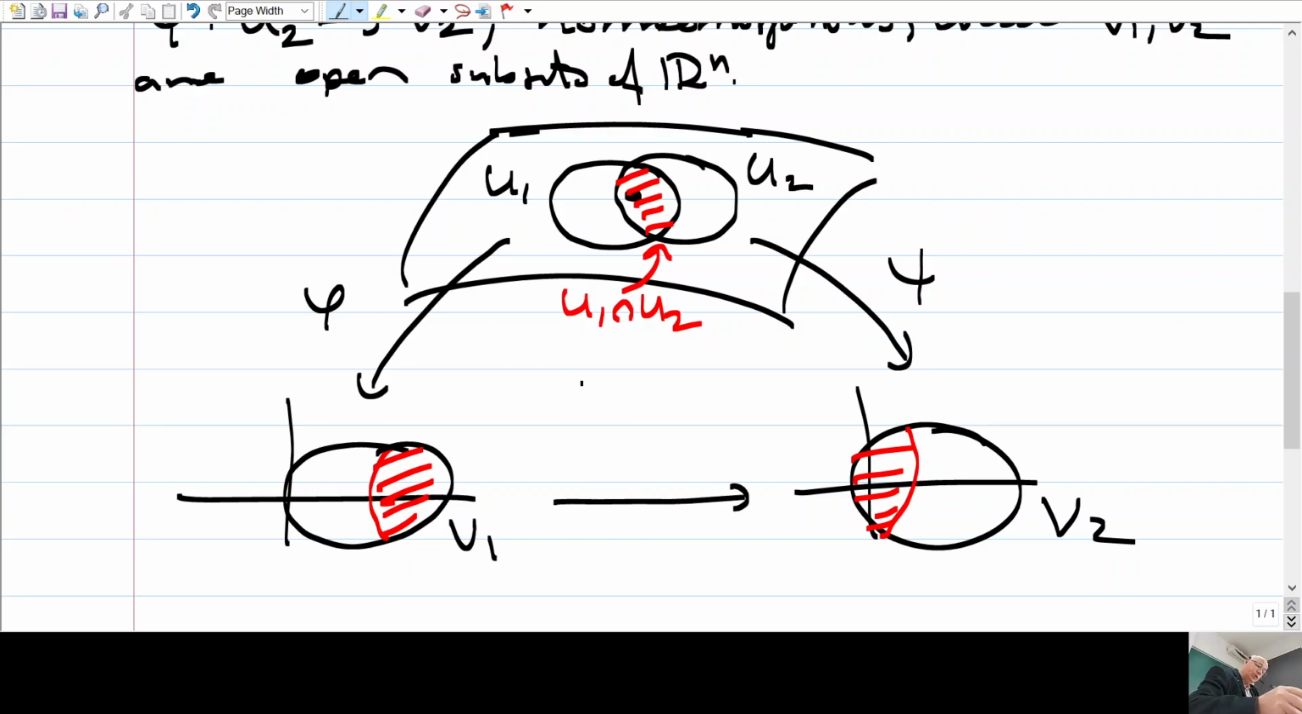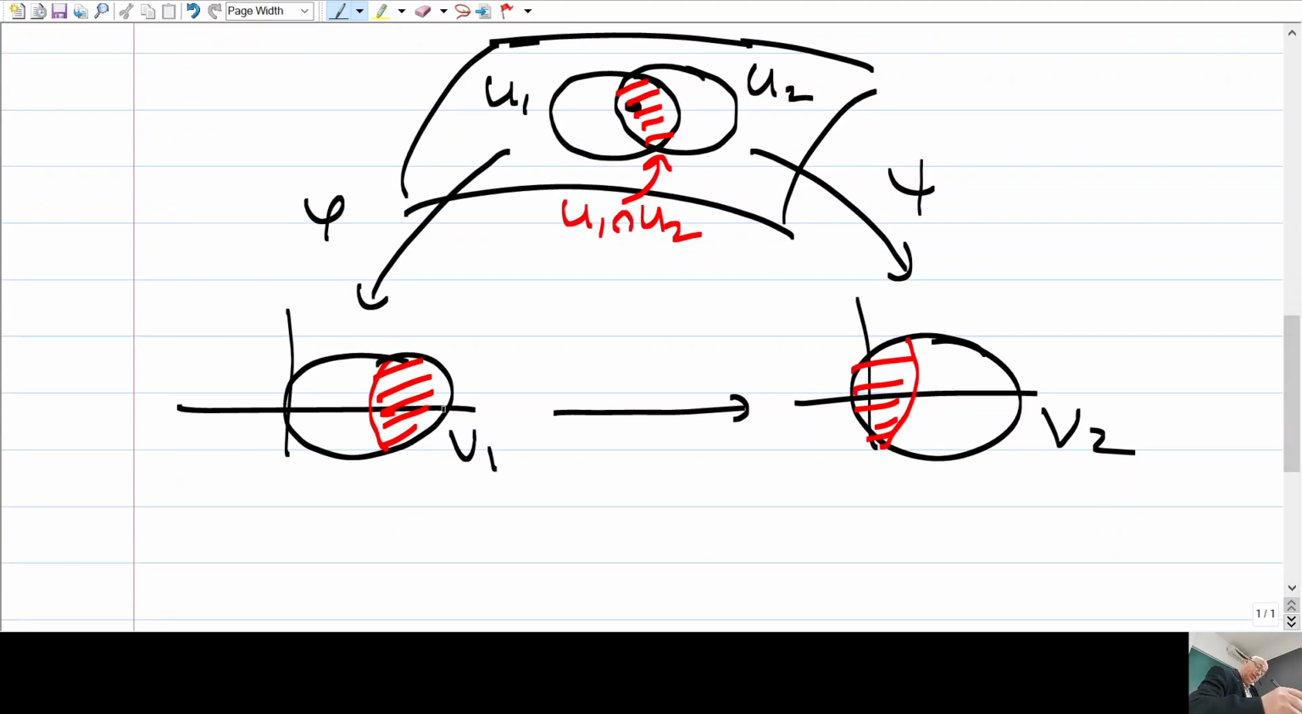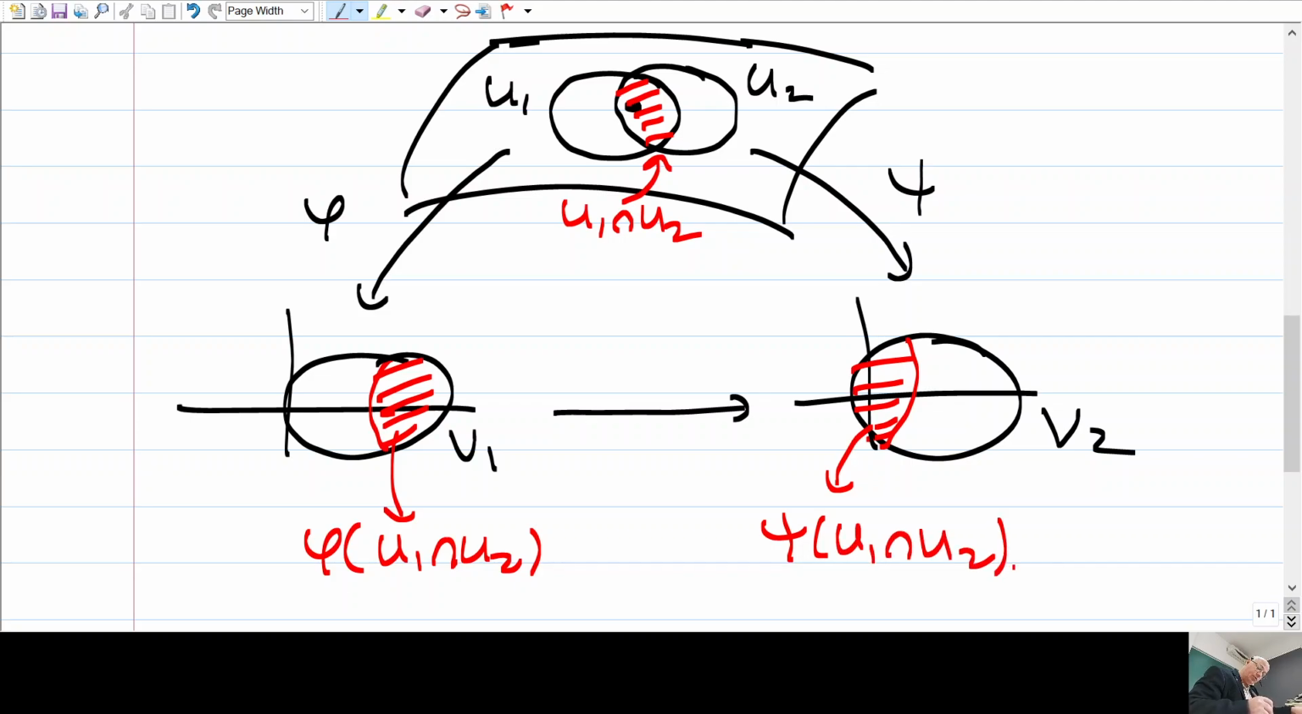What's that composition? From this, intersect image of the intersection. So this thing is what? Belki onları da yazayım. This is the image of this intersection, phi of U1 intersection U2, and this one is psi of U1 intersection U2. And here I have the composition.